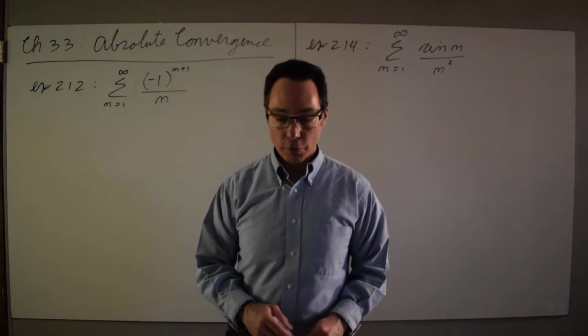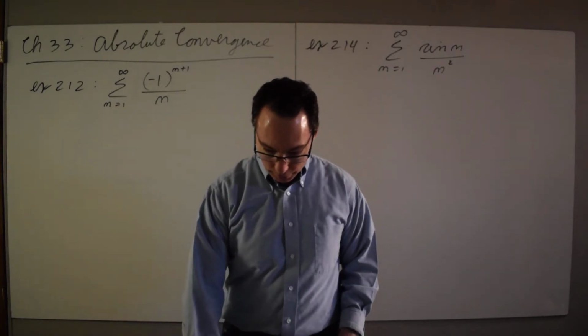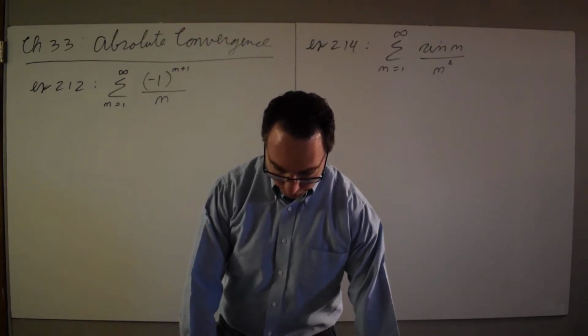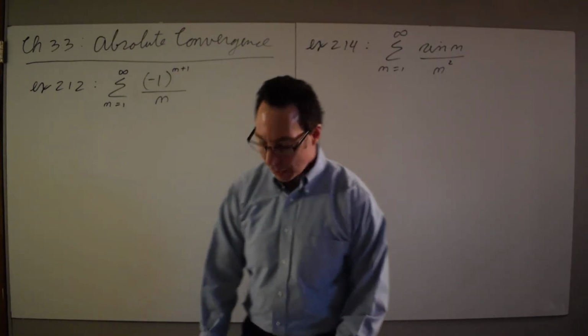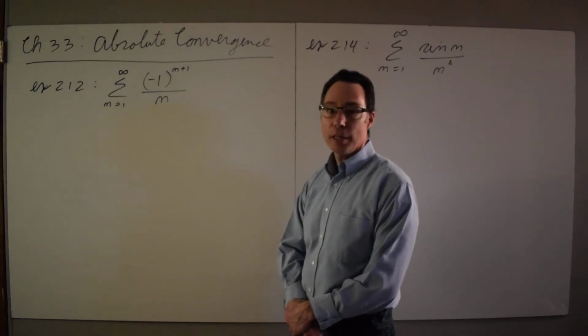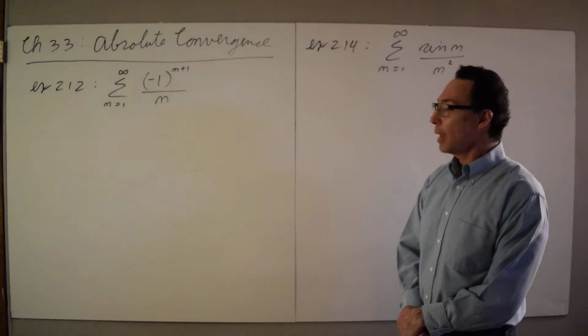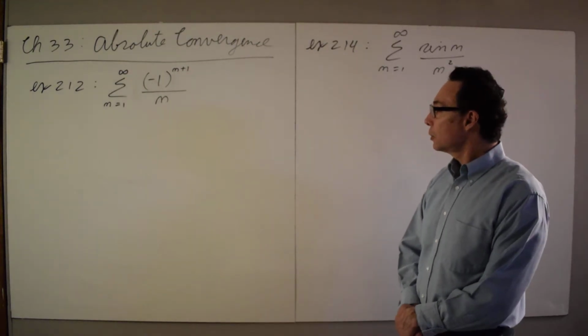This video is over chapter 33, absolute convergence. I am assuming at this point that you have read definition 210 and definition 211 on what it means for a series to be absolutely convergent and conditionally convergent.